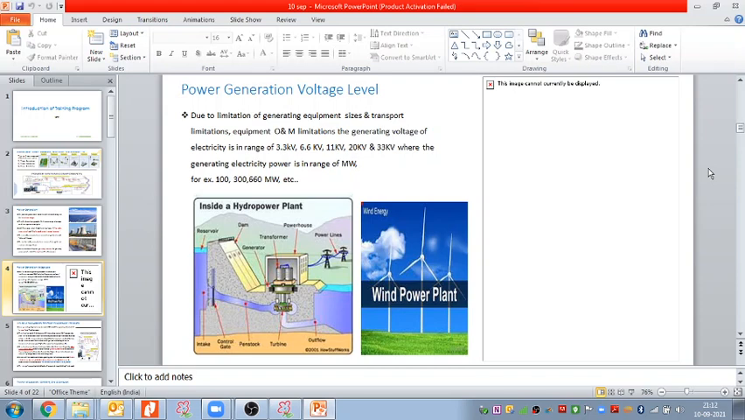Whereas the generated electrical power is in the range of megawatts, 100, 300, 600 megawatts. So first of all, this generating power plant is located far away from the consumer. And second, due to the limitations of equipment size and transport, the generating voltage is very low: 3.3, 6.6, 11, 20, and 33 kV. And the most preferred choice is maximum 11 kV generation. So we are generating bulk power on a megawatt scale, but the voltage is 11 kV, and that is far away from the consumers. Hope my point is clear right now.